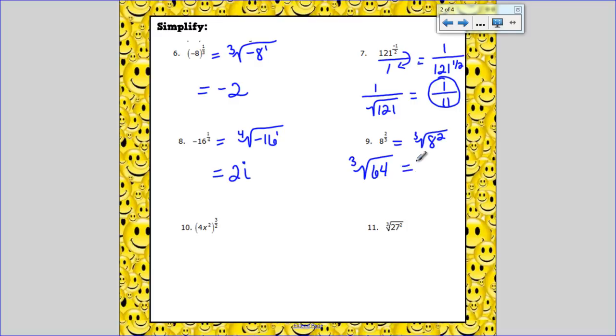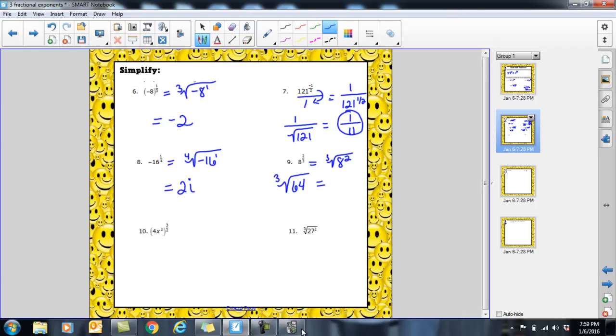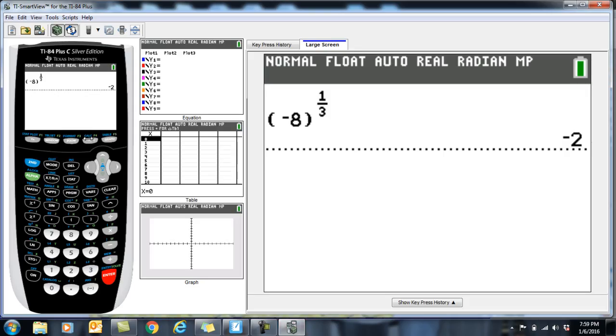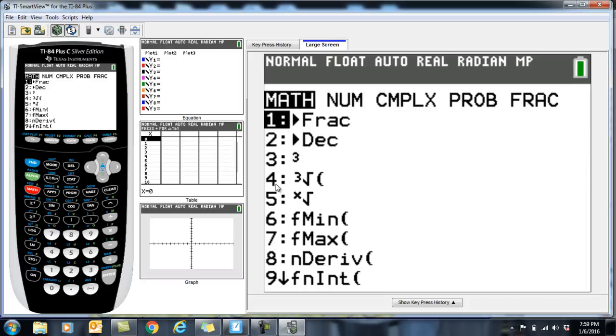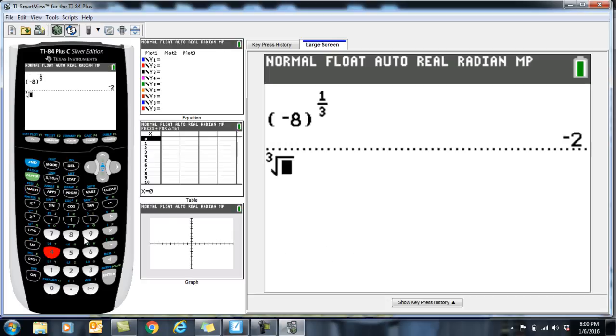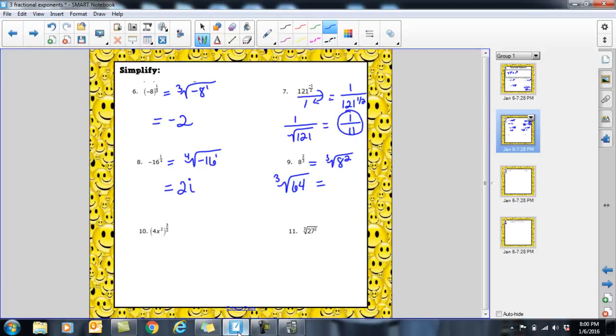And here's how you do it on your calculator. If you want to find the cube root on your calculator, you have to press this button that says Math. And you'll see right here that option number 4 is a cube root. And so if you hit number 4, it'll bring up the cube root, and you can just type in 64. And you see that the cube root of 64 is 4. Because if you do 4 times 4 times 4, it makes 64. And so that's how you do a cube root on your calculator. And so this becomes 4.